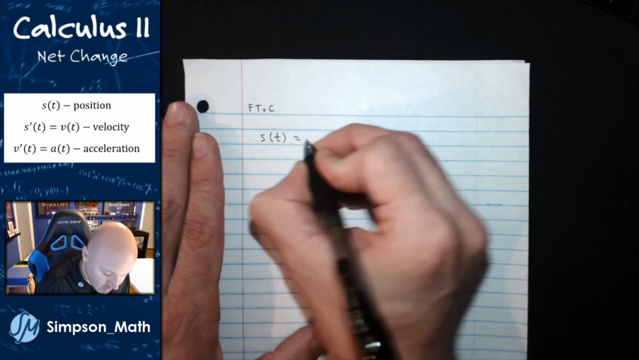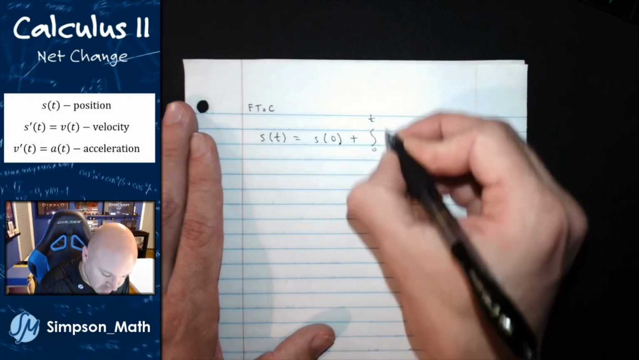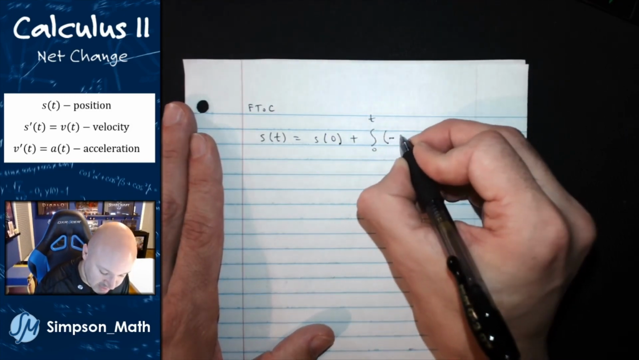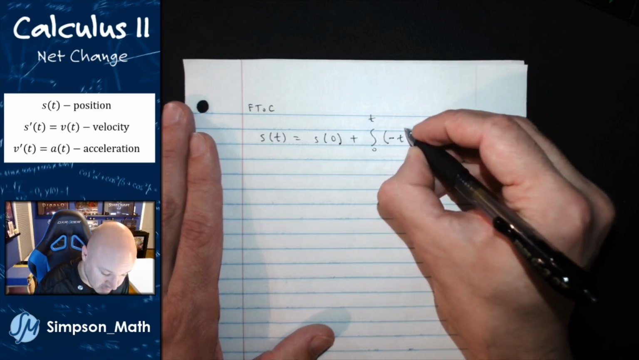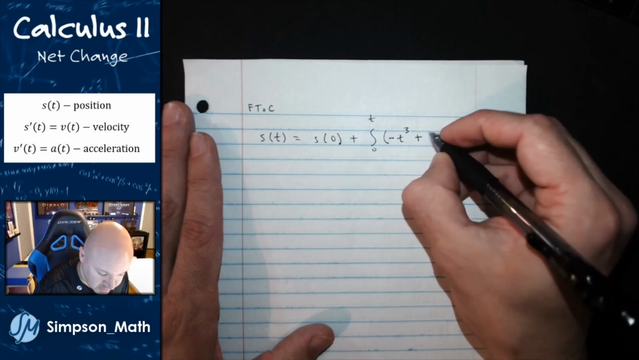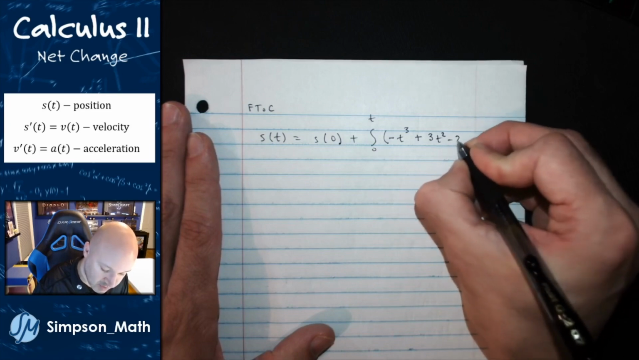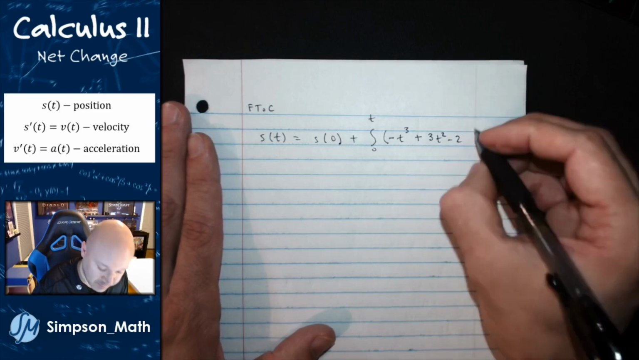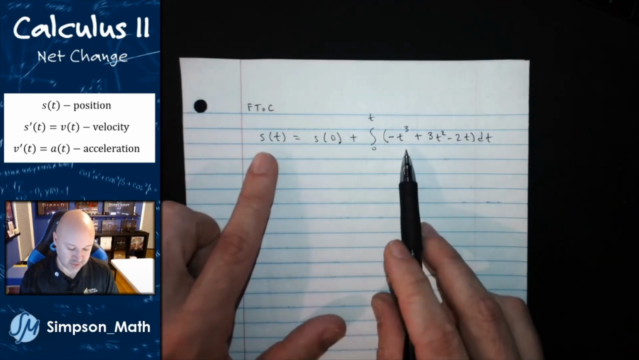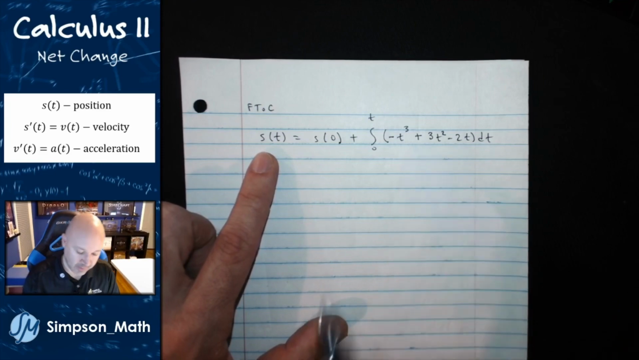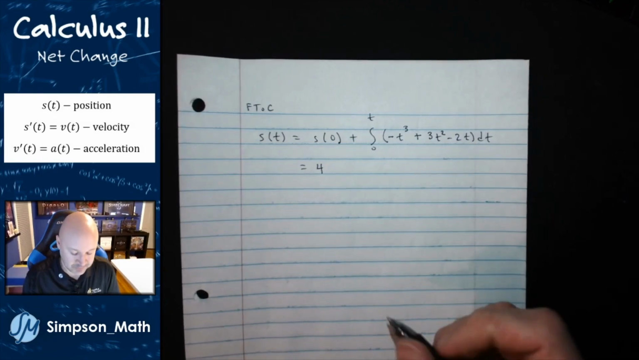S of t will be equal to the initial value plus the integral from 0 to t of that velocity function. Negative t cubed plus 3t squared, with respect to t. I'm thinking I should use x's here. Oh well. Make sure that makes sense to me. Alright. Well, this was given to me. That's 4. S of 0 is 4.